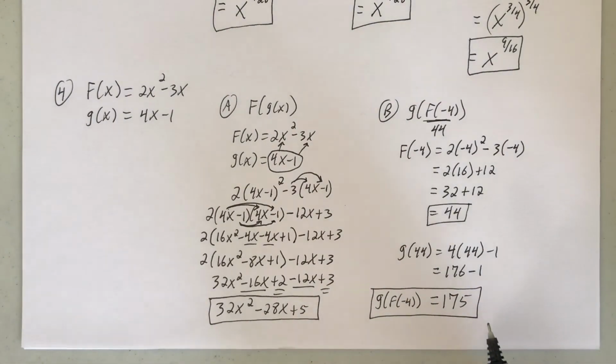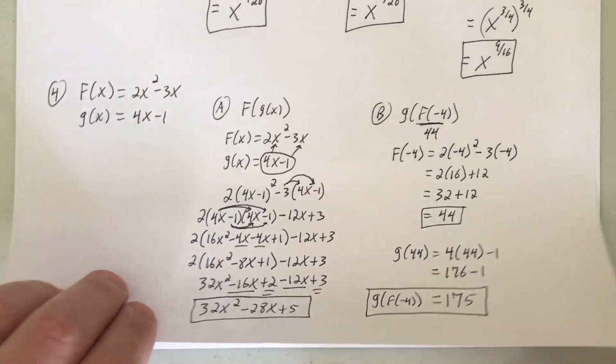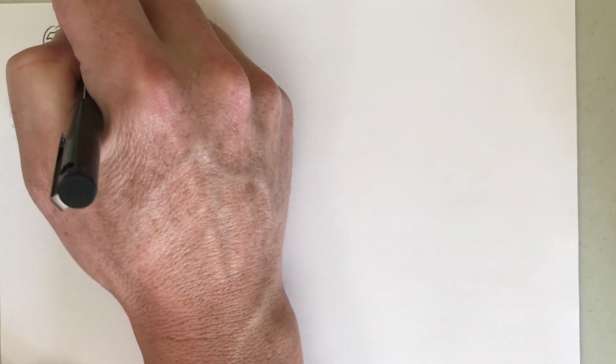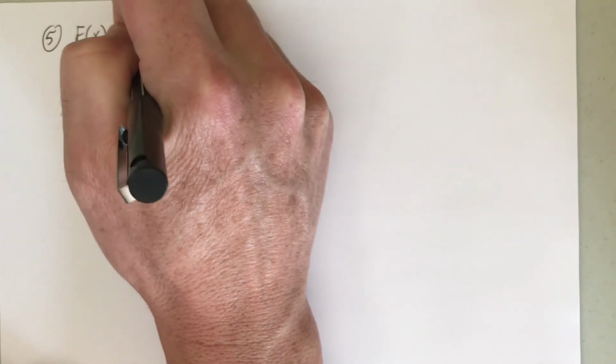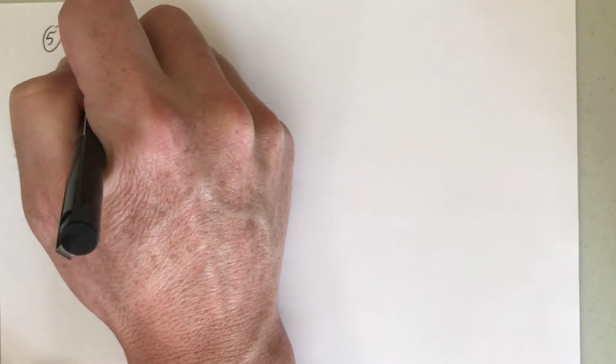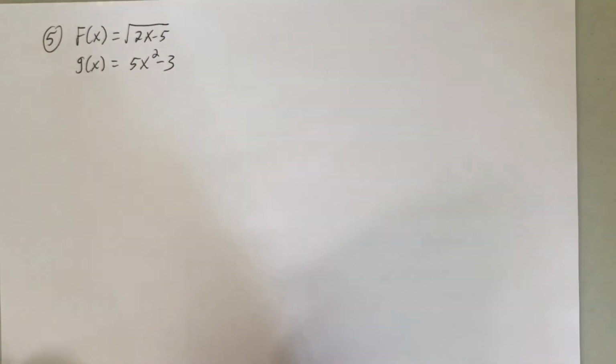I think I have time to do another one within this part. So let me go ahead and flip this, and let's look at a different function. Slide this down a little bit. So let's look at if f of x is the square root of 2x minus 5. Now bringing in the radicals, g of x is equal to 5x squared minus 3.